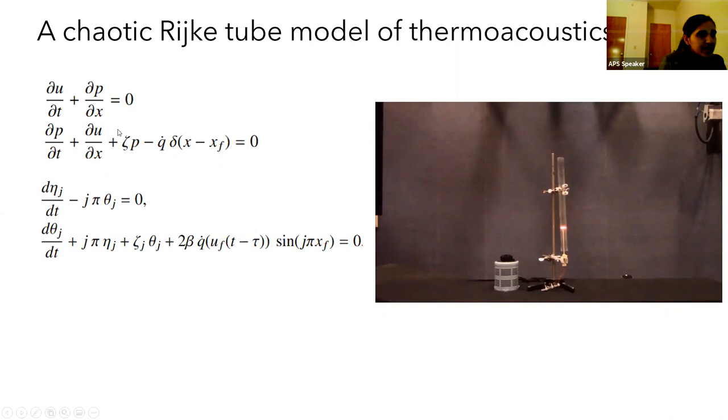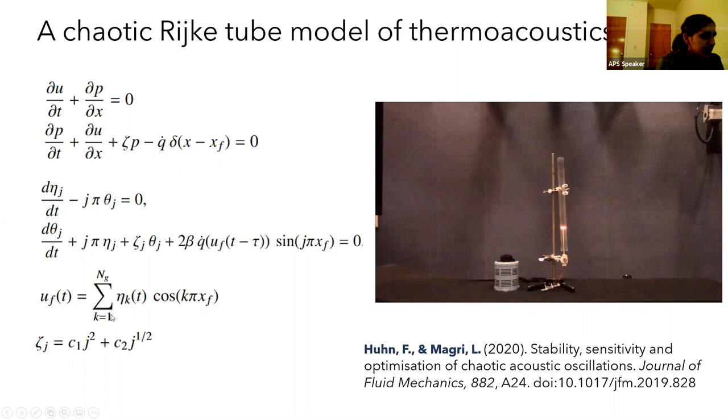We discretize this PDE spatially using a Fourier Galerkin basis, and we obtain this set of ODEs, where u_k are the modes of the velocity and theta_j are the modes of the pressure. And UF is the plane velocity, which influences the heat release rate after a time delay, modeled by this variable tau. And beta, which is also an important parameter, controls the heat release. Now, this thermoacoustic model has been studied extensively, and we in particular follow the model studied by Huhn and Magri in this recent paper.